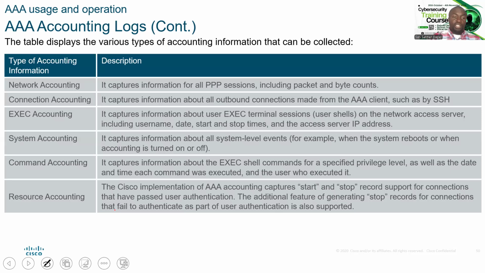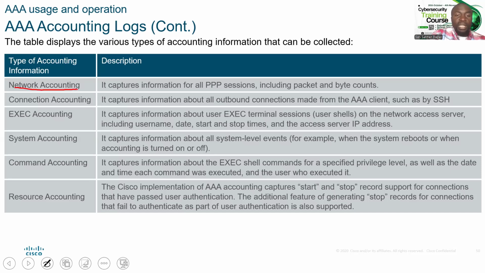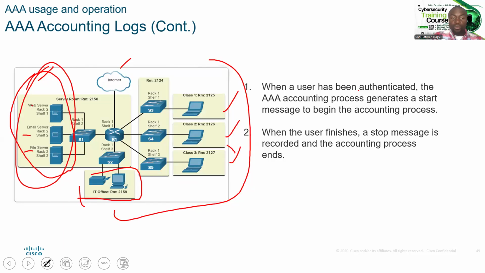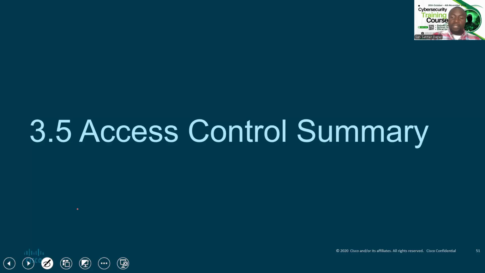Once you go through that authentication process, it gives us different types of accounting or logging that can be done here. Number one, we have the network accounting. It captures information on your network sessions. If you enter this router or this switch or any of these devices, that is where your network accounting happens. Your connection accounting keeps logs from the time you log in to the time you leave. The exec accounting, the system accounting, the command accounting are all different logs of activities: what you have done, where you go, and how you did it.